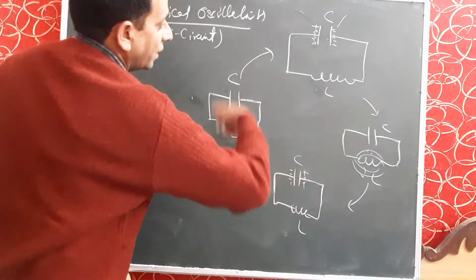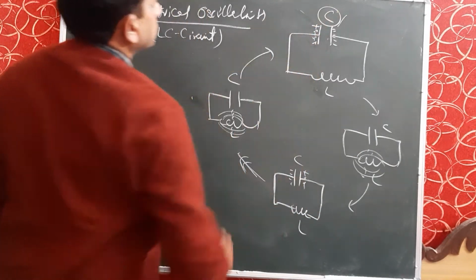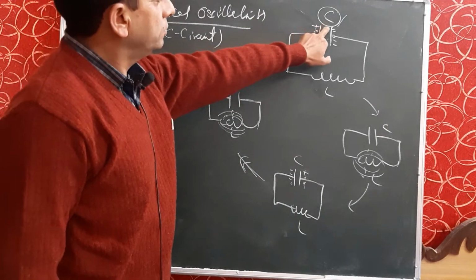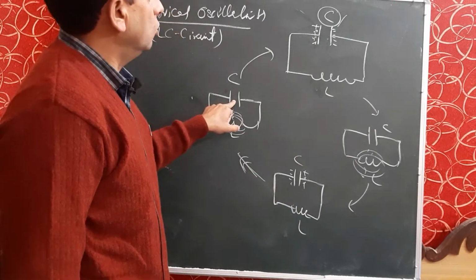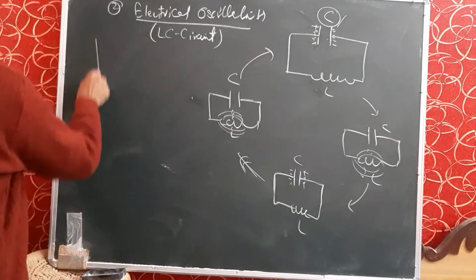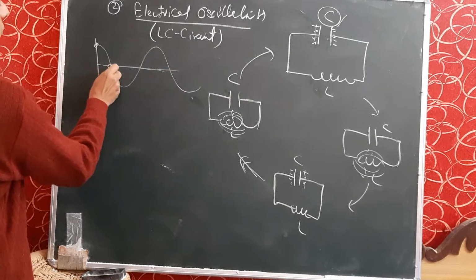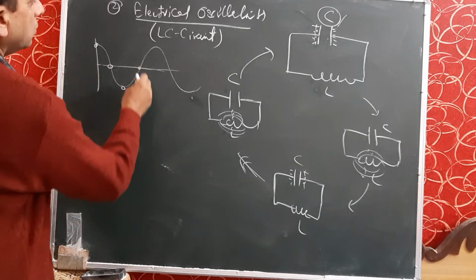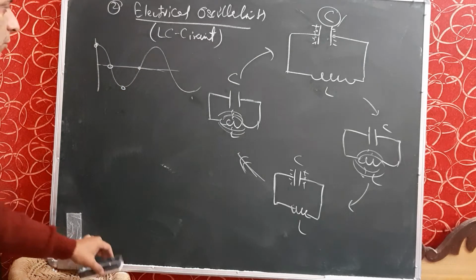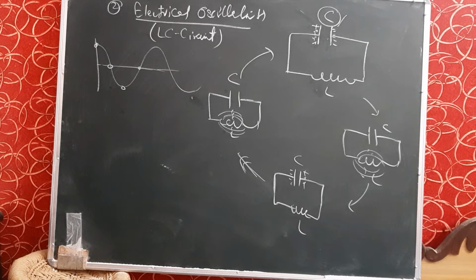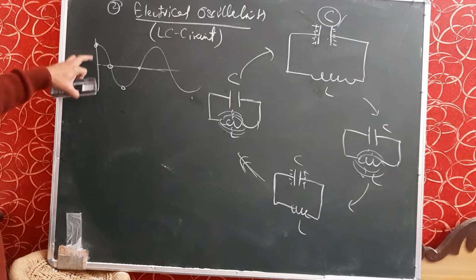So it becomes a cycle. If we see the case of the capacitor only, initially the capacitor is fully charged, meaning maximum charge, then 0, then minimum charge, then 0, then maximum charge. So we get a wave like this. This process repeats again and again. It means oscillations are produced in the capacitor, and the wave is a cosine wave.